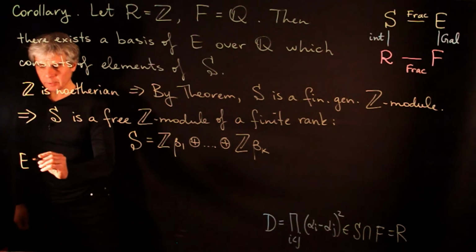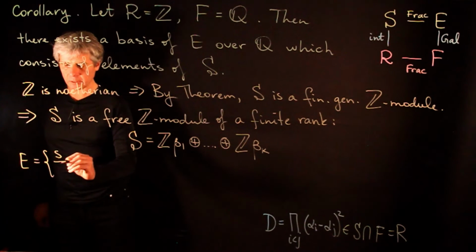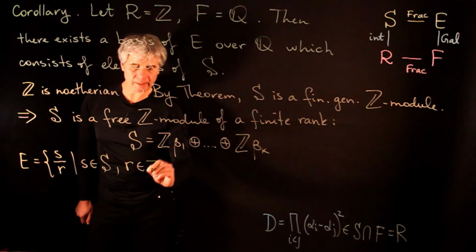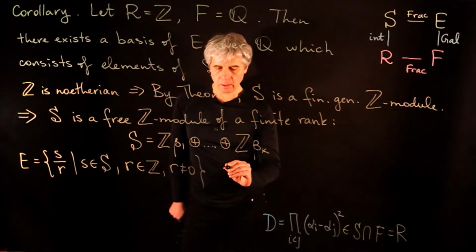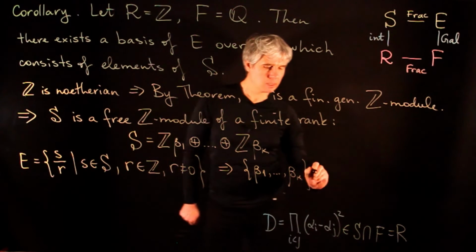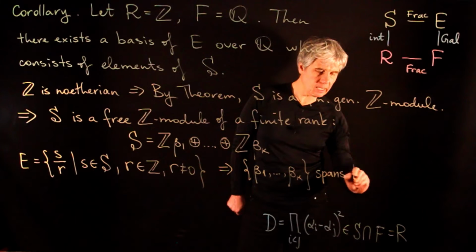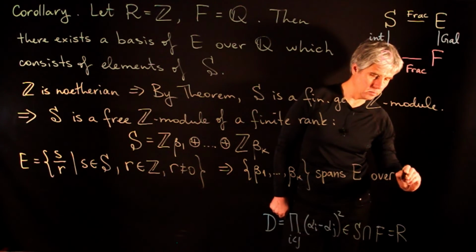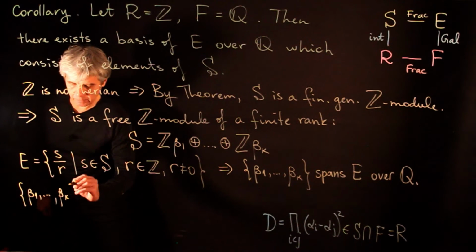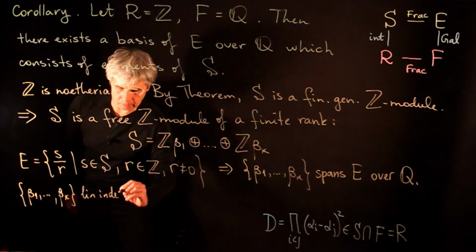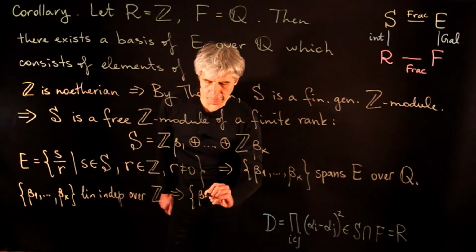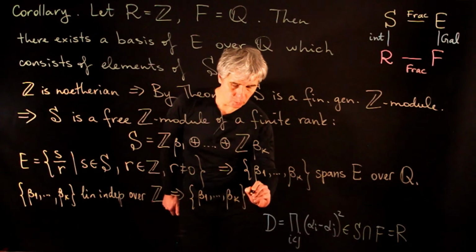And we know that elements of E can be written as fractions s over r, where s belongs to S and r belongs to Z, and of course r is non-zero. This tells us that the set beta_1 through beta_k spans E over Q. And since we know that the betas are linearly independent over Z, this also tells us that they are linearly independent over Q.